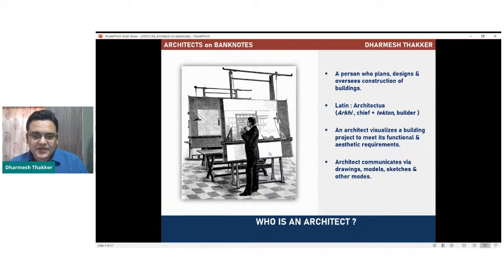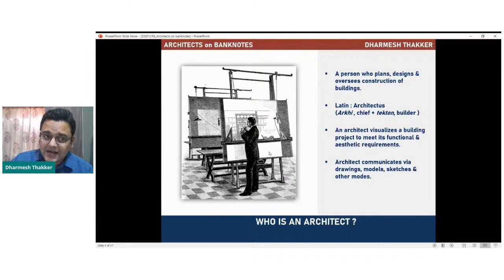So jumping on to today's topic, who is an architect? If we go by the definition, an architect is a person who plans, designs, and oversees construction of buildings. The origin of the word is from the Latin word architectus, which means archi is chief and tecton is builder. So historically, the notion is that an architect is a chief builder. He visualizes the building, he designs it, and he builds.